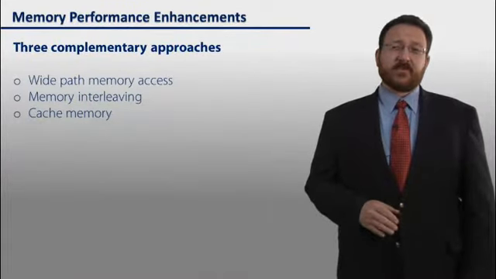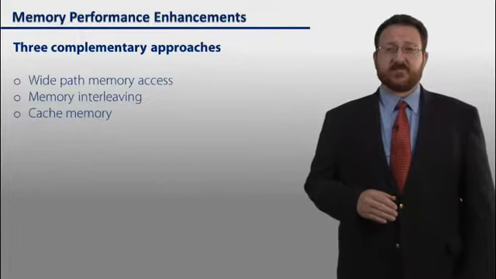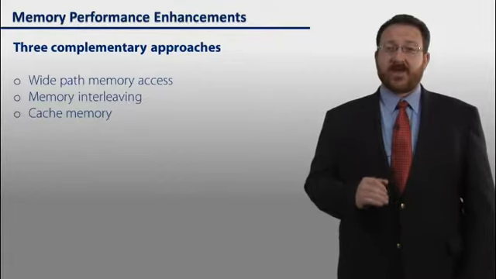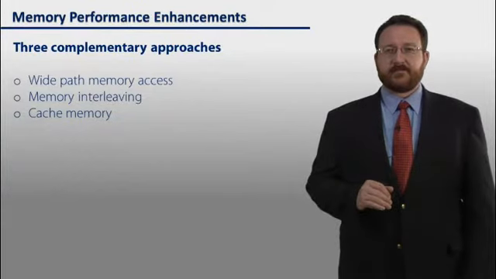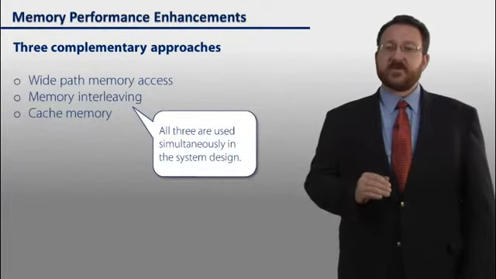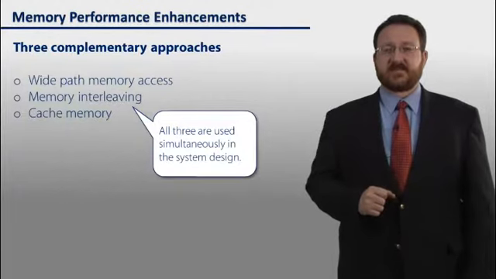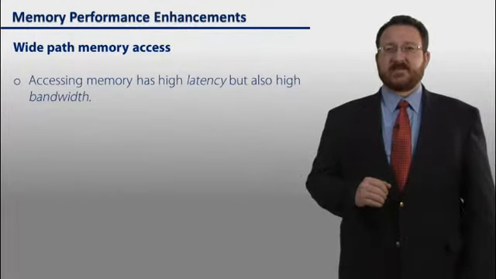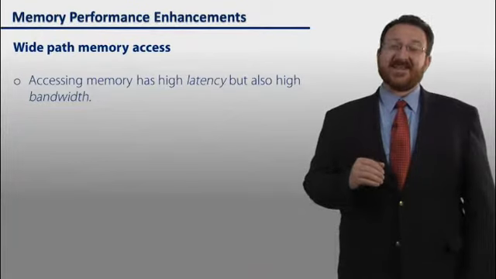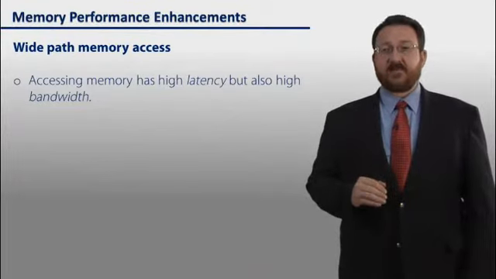There are three complementary approaches to improving the performance of memory. These are wide path memory access, memory interleaving, and cache memory. All three are going to be used simultaneously in a system design. The first is wide path memory access. So, memory has high latency, but also high bandwidth.